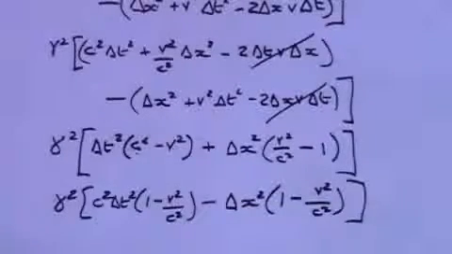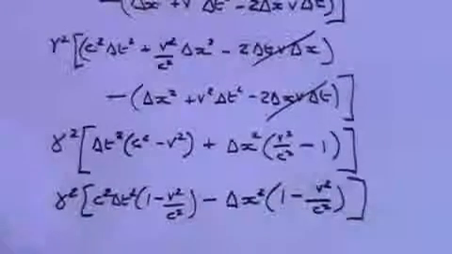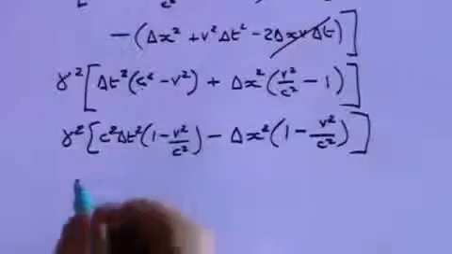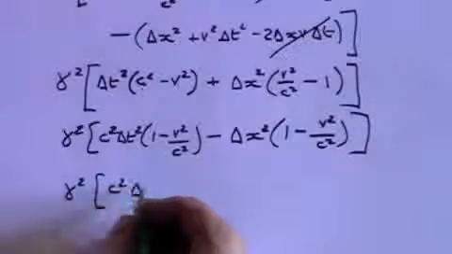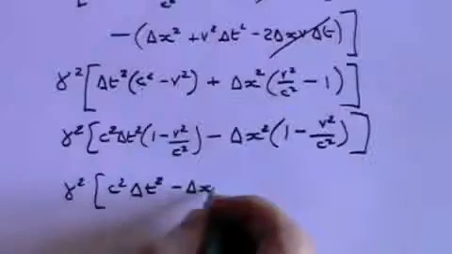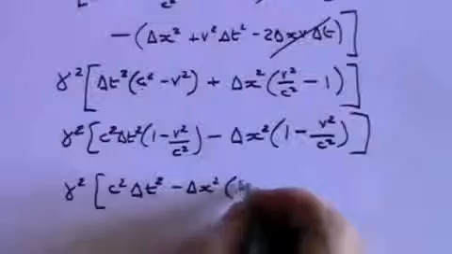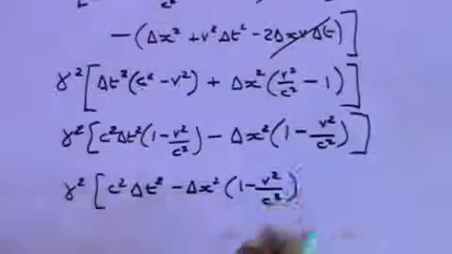Well, we're almost there. Do I need to do the final step? Yes, I think I better, just in case there's any problem. That's gamma squared into c squared delta t squared minus delta x squared, times 1 minus v squared over c squared.